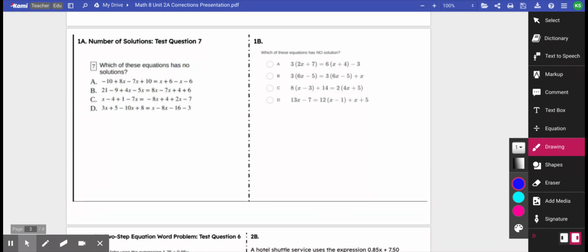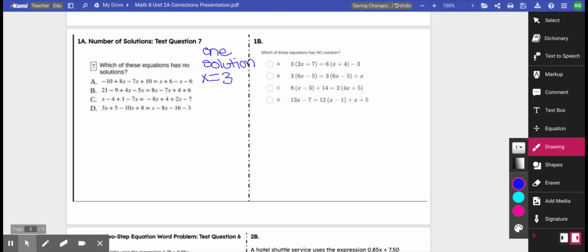So the problem that was missed the most by everybody was this question number 7 on the test. It asks, which of these equations has no solution? Okay, remember we have 3 different types of solutions. So we have one solution, and that would look like x equals 3.